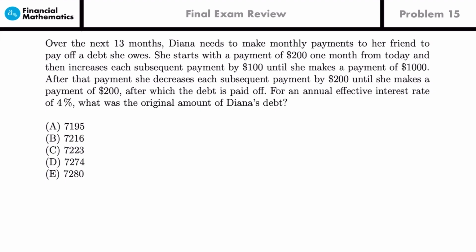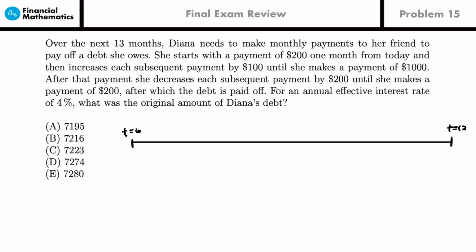So let's map it out on a timeline. Let's take a look at what we're working with here. There are 13 periods to take into account. So this will be time equals 0, and then we'll have time equals 13, and then I'll fill in all the dates in between them.